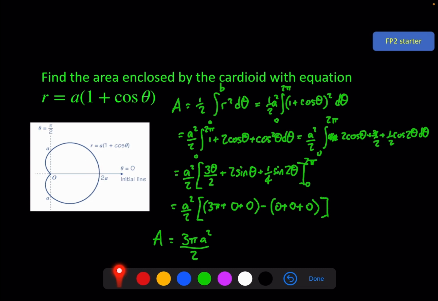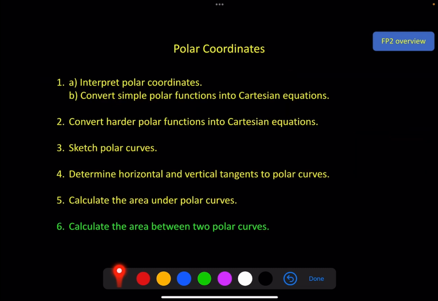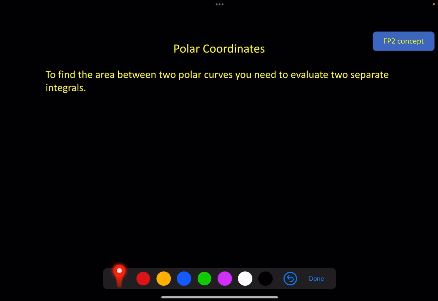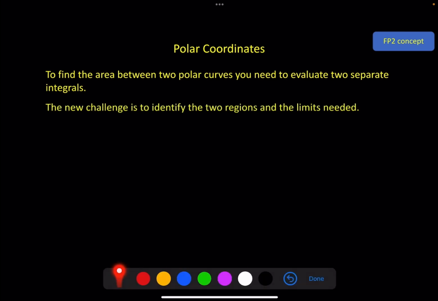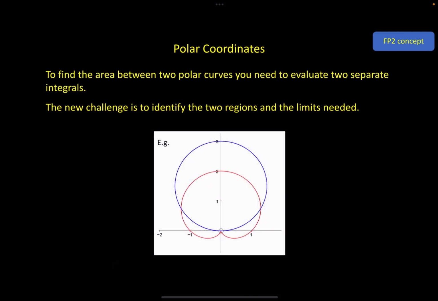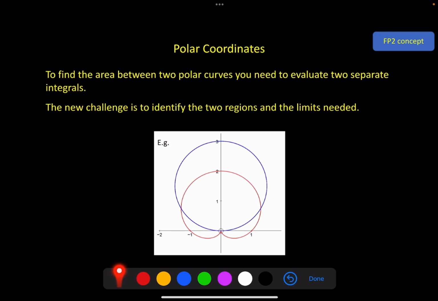As promised, in this final video we're going to take this a little bit further and calculate the area between two polar curves. To find the area between two polar curves, you need to evaluate 2 separate integrals. The new challenge here is to identify the regions that you need and the limits of those regions. For example, here we've got several different sections.